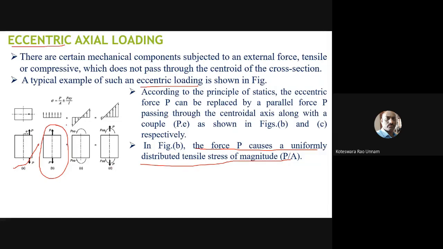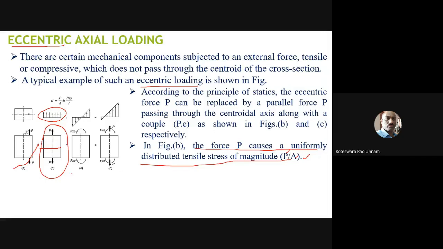Because of the direct tensile load, there is a direct stress which is uniform throughout the cross section, and its magnitude is given by P by A, where P is the applied load and A is the normal cross-sectional area.